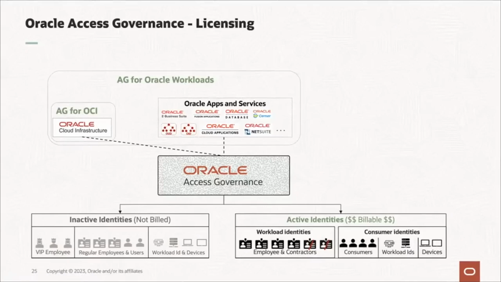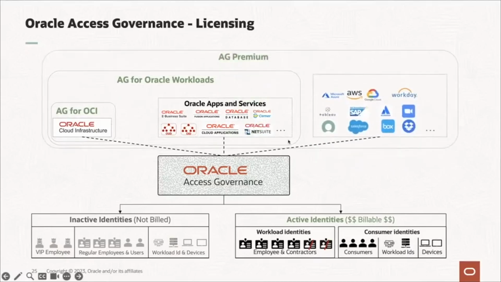Now, there might be organizations who might be using non-Oracle applications, and that's the final one, or the AG Premium, which includes Oracle workloads as well as non-Oracle workloads, which can be used to govern any kinds of applications. So these are the three licensing models we provide, and we provide ABAC based capabilities for licensing, where you can figure out which users have to be governed and which users can be excluded. For the excluded users, they are not metered, so you will not be billed for these users.